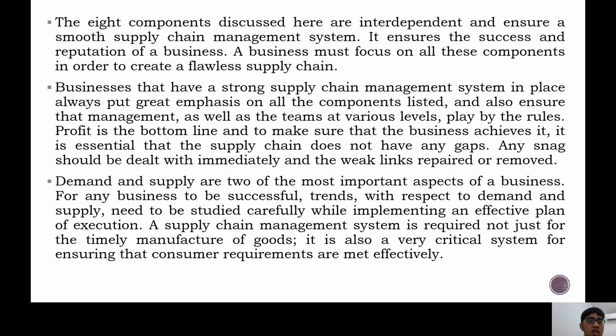Businesses that have a strong supply chain management system in place always put great emphasis on all the components listed and also ensure that management as well as the teams at various levels play by the rules. So profit is the bottom line, and to make sure that the business achieves it, it is essential that the supply chain does not have any gaps. Any snag should be dealt with immediately and the weak links repaired or removed. So again, any disruption of the supply chain management will cause a lot of losses for the company.